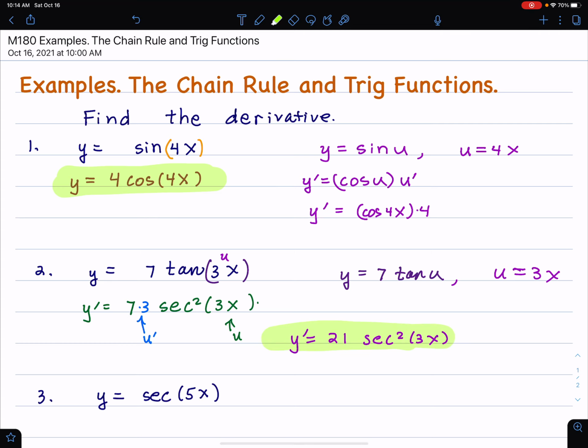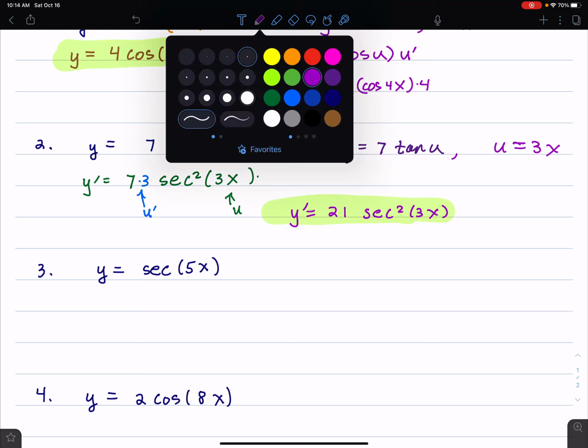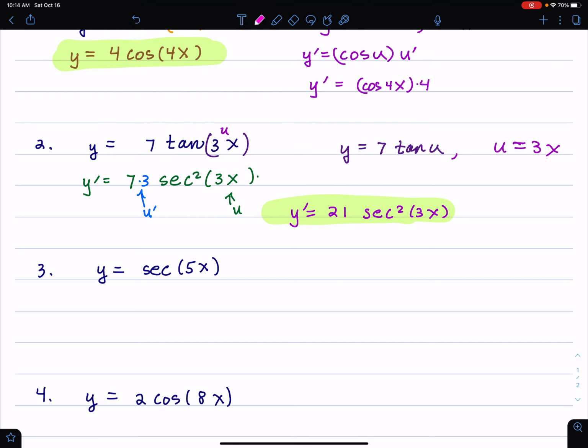Alrighty. So let's see if we can, without writing all that stuff down, do this problem here. Let's pick a bright color, pink. Y prime equals what? I ignore what's inside. That's u. So do you know the derivative of secant u? That's the question at this point. We're breaking it down to that question at first. What's the derivative of secant u?